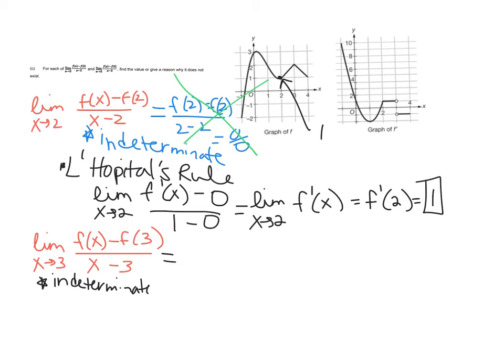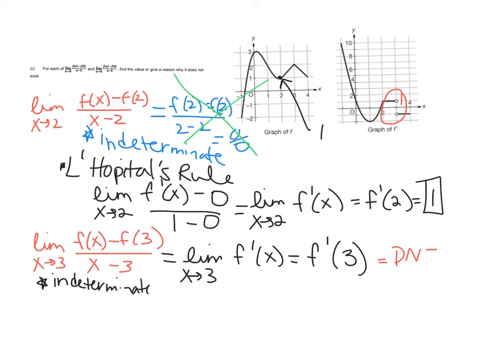So we are, again, going to use L'Hopital's rule. When you use L'Hopital's rule, we still get the same thing as we got before. We get f prime of x. So then you can try to evaluate f prime of 3. If you look at what happens at f prime of 3, we have what's called a jump discontinuity. So actually at that point, the derivative f prime of 3 does not exist. So the answer to this one is does not exist.